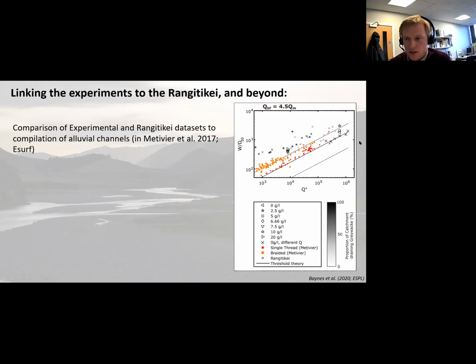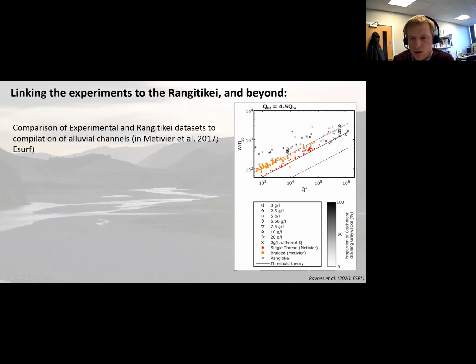If we then look at the symbols that we have on the plot, this is from the experimental data. So these crosses are the data set I talked about before, the waterfall experiments, all with no sediment supply, but a different range of discharges. These plot relatively closely to, well, they basically plot on the threshold theory line. And then these symbols indicate the experiments with the different sediment supplies.